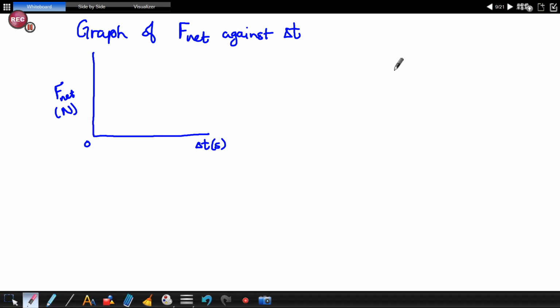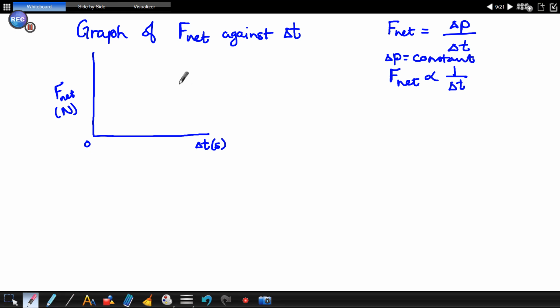What curve? A hyperbolic curve. Why do you say that? It's because F net is inversely proportional to time, if we have delta P, the change in momentum, to be constant. So the shape of the graph is hyperbolic.